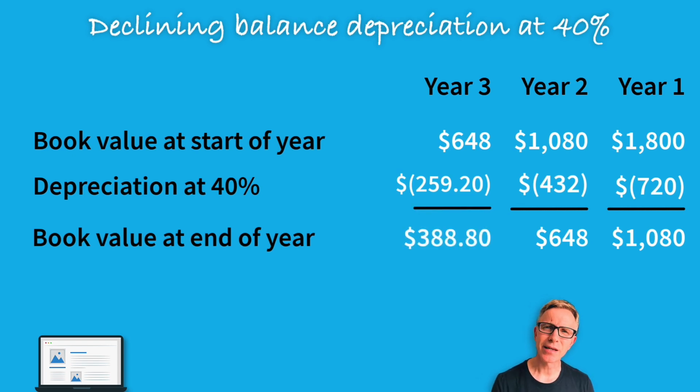As you can see, declining balance results in a higher depreciation expense in the early years and a smaller charge in the later years. Both straight line and declining balance are common methods of depreciation. Check with your advisor which method is most suitable for your business, and depending on your country, your tax authority may have some guidance as well.